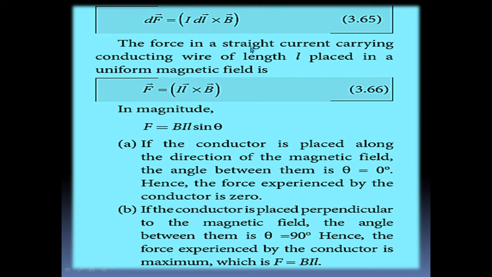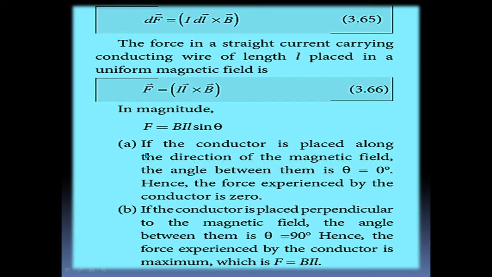The force in a straight current carrying conducting wire of length L placed in the uniform magnetic field is, what is the force value? F vector is equal to I L vector cross B vector. Here the length of the wire can be replaced as L vector. In magnitude, F is equal to BIL sin theta. Sin theta represents the perpendicular direction. So according to the Lorentz force, F is equal to BIL sin theta.